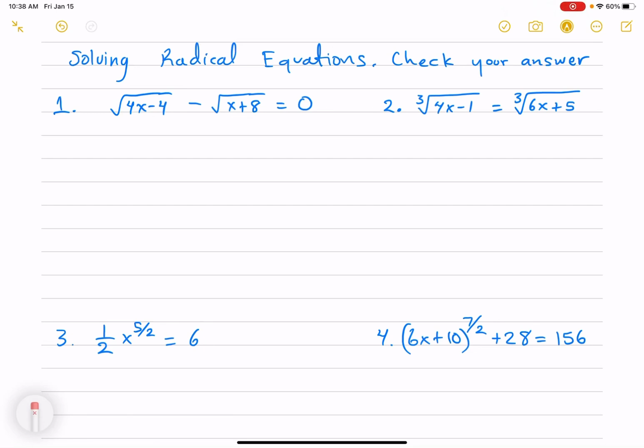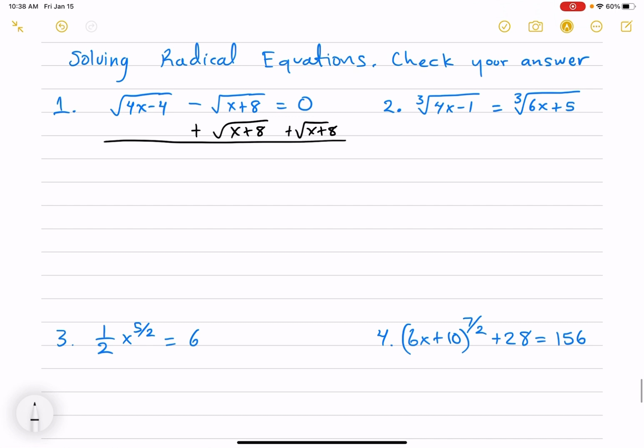Hello, in this video I'm going to be showing you how to solve some different types of radical equations. And in the first example right here, what we have to do is isolate one of the radicals. That's easier. Instead of trying to square both sides as it is, it's a lot more work. It gets pretty complicated. But if we just isolate one radical by adding the square root of x plus 8 on both sides, we're going to get the square root of 4x minus 4 equal to the square root of x plus 8.